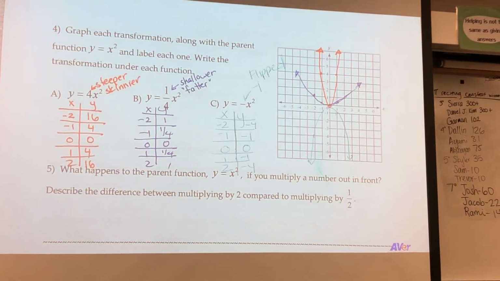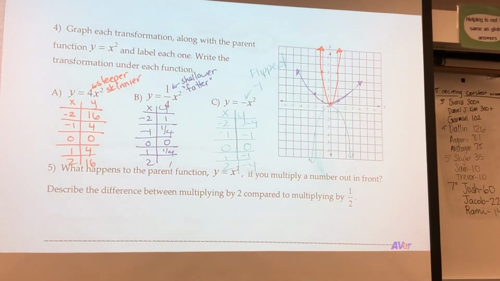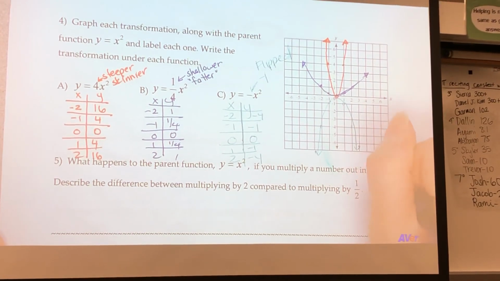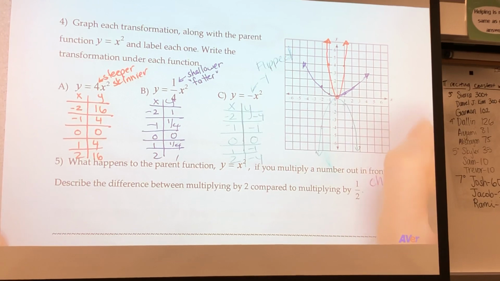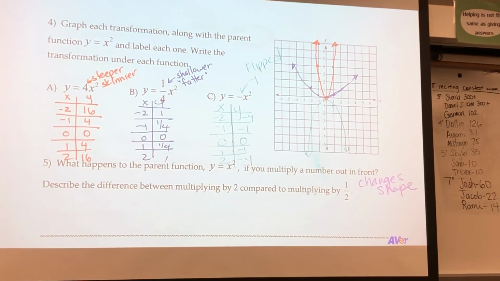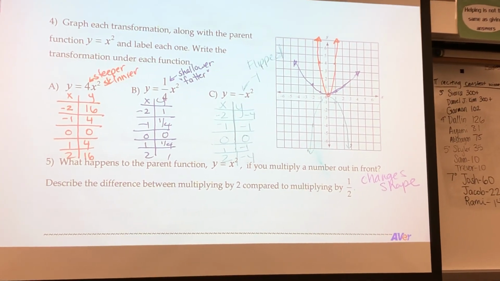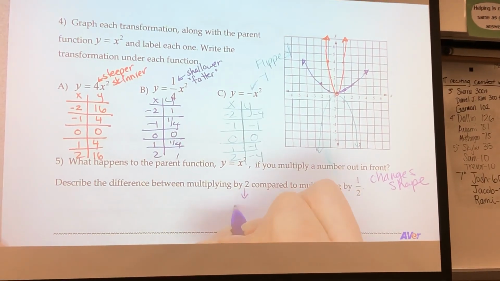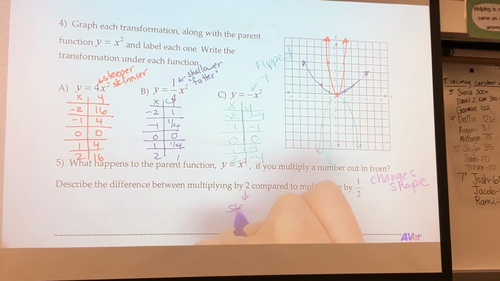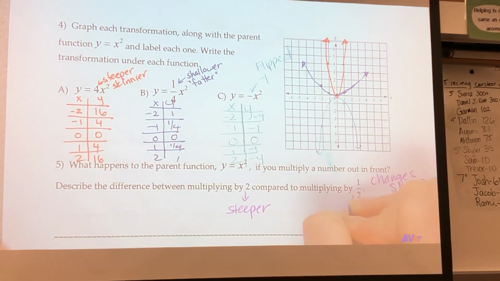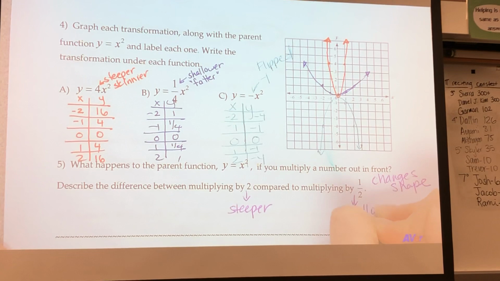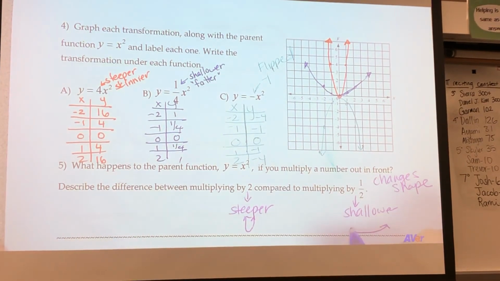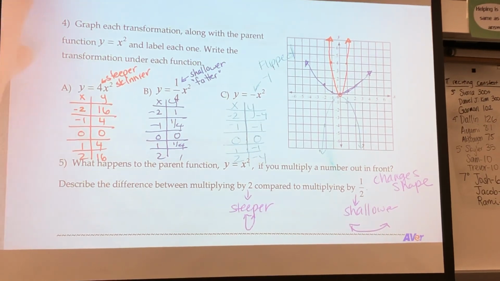So let's talk about, again, in general, what happens. What happens to a parent function if you multiply by a number in front? It changes the shape of my graph, of my parabola. Now, not to a new letter, just how wide or how skinny or fat, steep or shallow it is. So if I multiply by 2, it should get steeper, versus here it should get shallower. Again, steeper means it's getting closer together, shallower means it's getting wider apart. I'm exaggerating, but that's the idea.